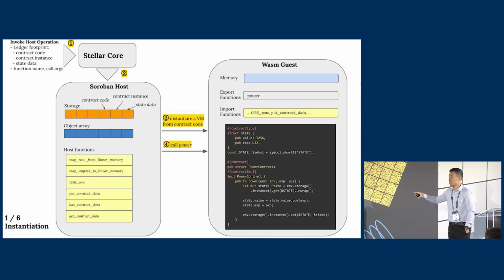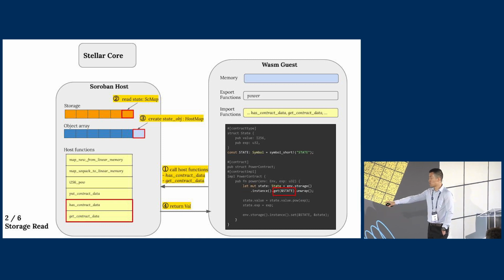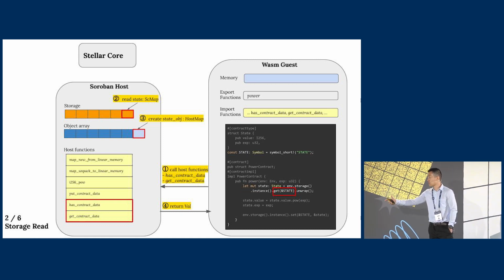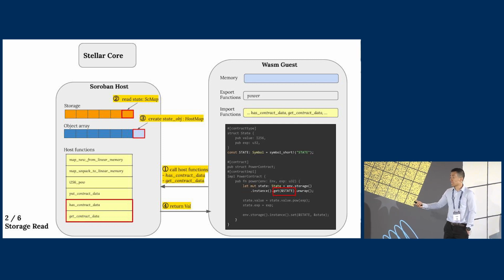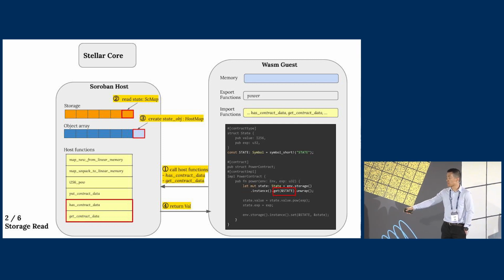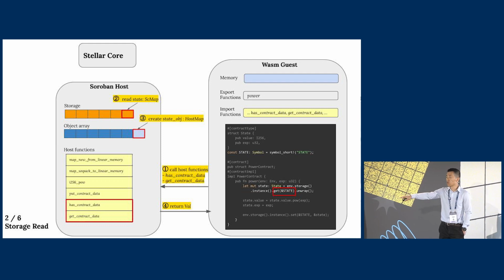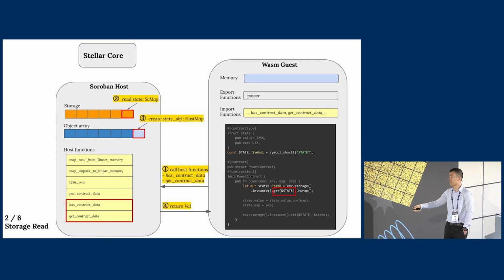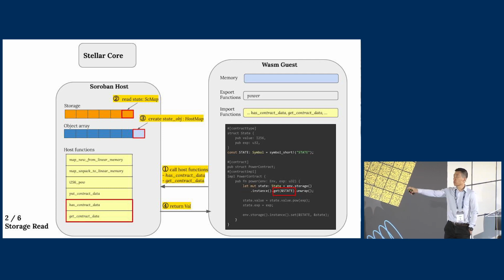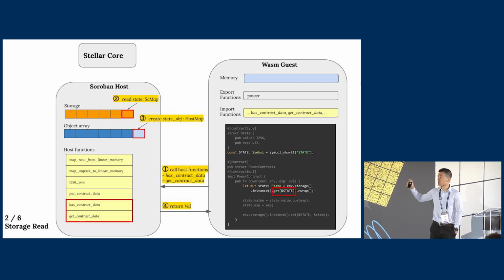Now let's step through this code. The first step is, the contract will call the get function provided by the SDK, and internally what happens, this get method will look up the imported host function table and call two host functions here on the left side, has contract data and get contract data. Then the host will go to the storage and find that contract data called state.